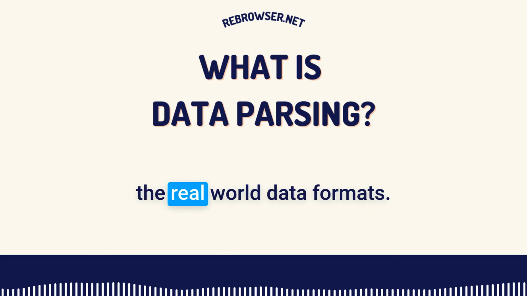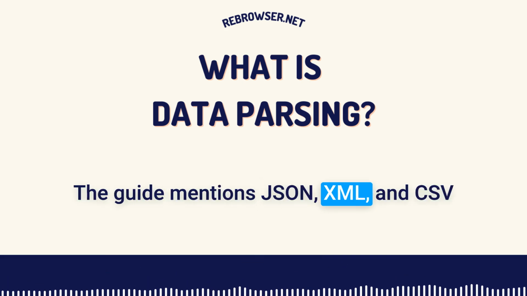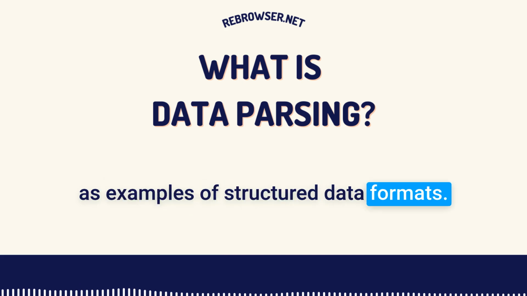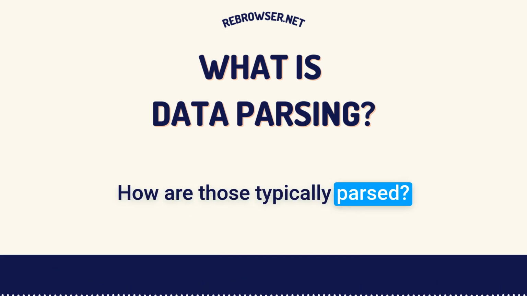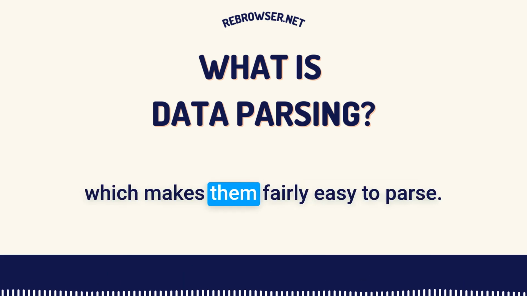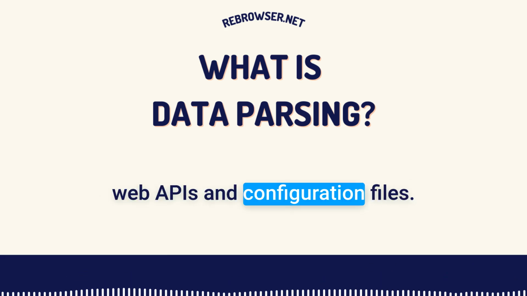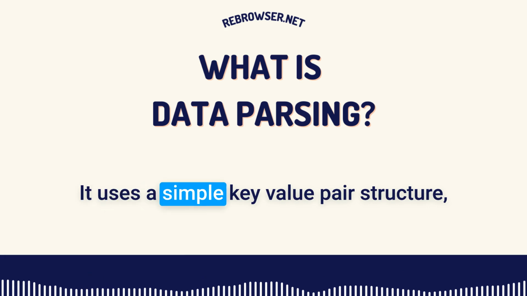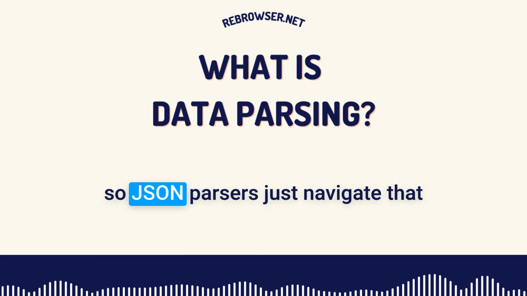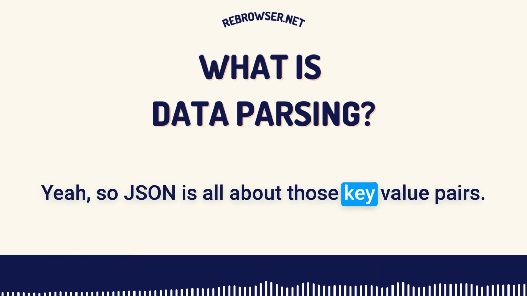Now let's talk about some of the real-world data formats. The guide mentions JSON, XML, and CSV as examples of structured data formats. How are those typically parsed? So these structured formats have pretty clear rules and organization, which makes them fairly easy to parse. JSON, for example, is often used in web APIs and configuration files. It uses a simple key-value pair structure, so JSON parsers just navigate that structure and pull out the values they need. Yeah, so JSON is all about those key value pairs.